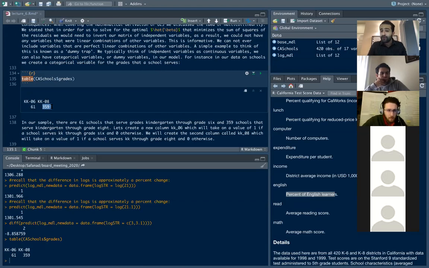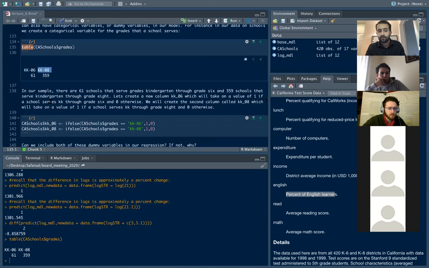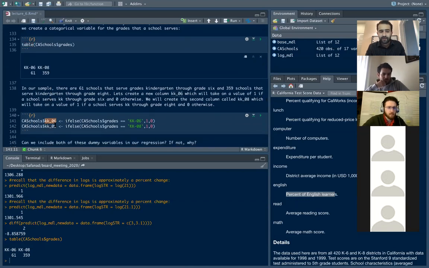I can create a dummy variable for this group, and I can create another dummy variable for this group. We'll create one variable called KK06, which is a 1 if this statement is true, 0 otherwise. Ifelse is a vectorized if statement. It's going to go through the grades column and check for every single entry if this statement is true. Is the entry inside of grades equal to KK06? If it is, it's going to return a 1, otherwise it's going to return a 0. We're going to store that inside of KK_06.